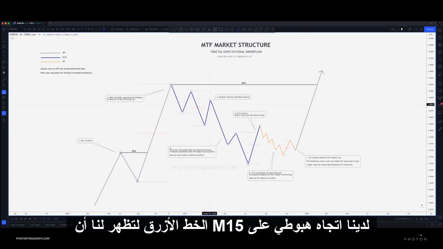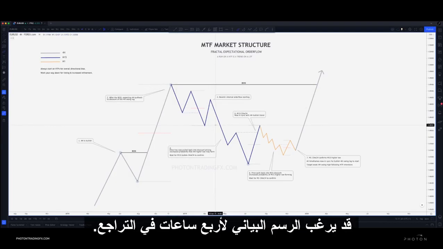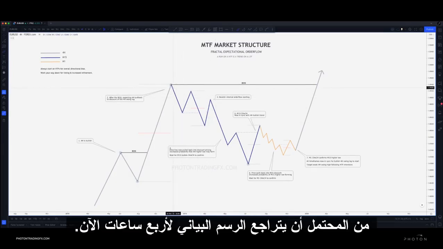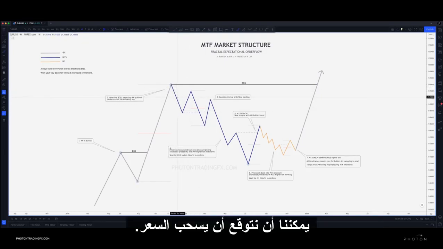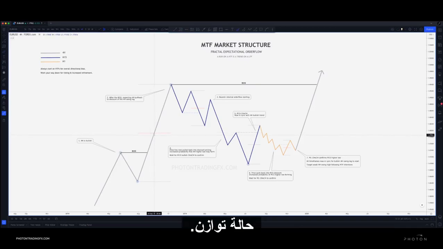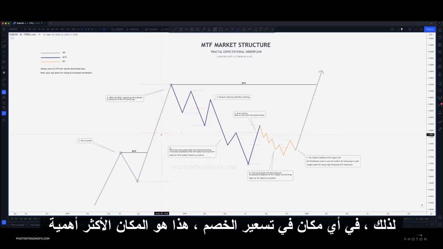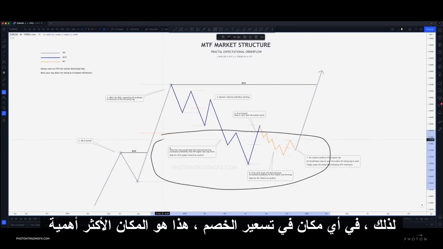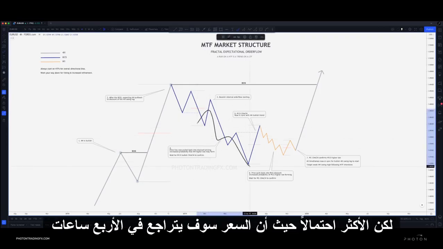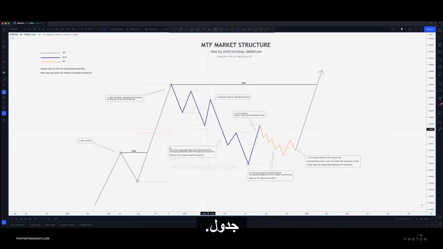We have a bearish trend on the M15, the blue line, to show us that the 4 hour chart may want to pull back. So now the M15 has changed character and the M15 is bearish. The 4-hour chart is now likely pulling back. We can expect price to pull back below the equilibrium, below this red line, which is the equilibrium of this swing move. So down anywhere into the discount pricing. That is where it's most likely, or the highest probability, it doesn't have to, but that's most probably where price will pull back on the 4-hour chart.